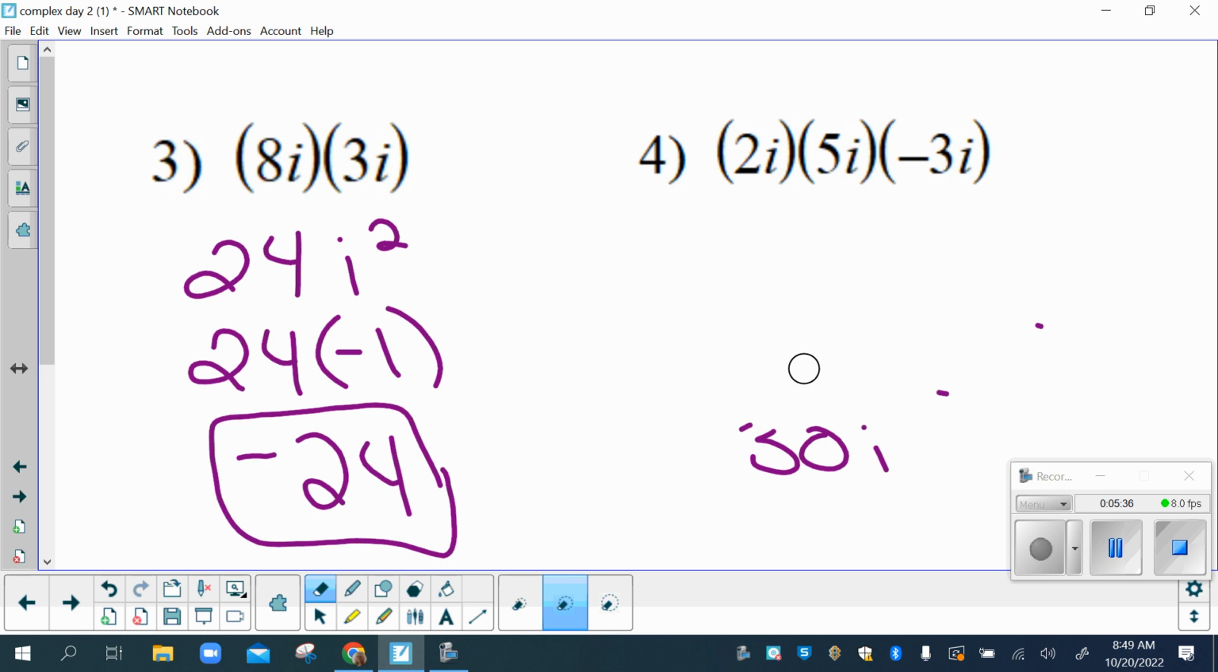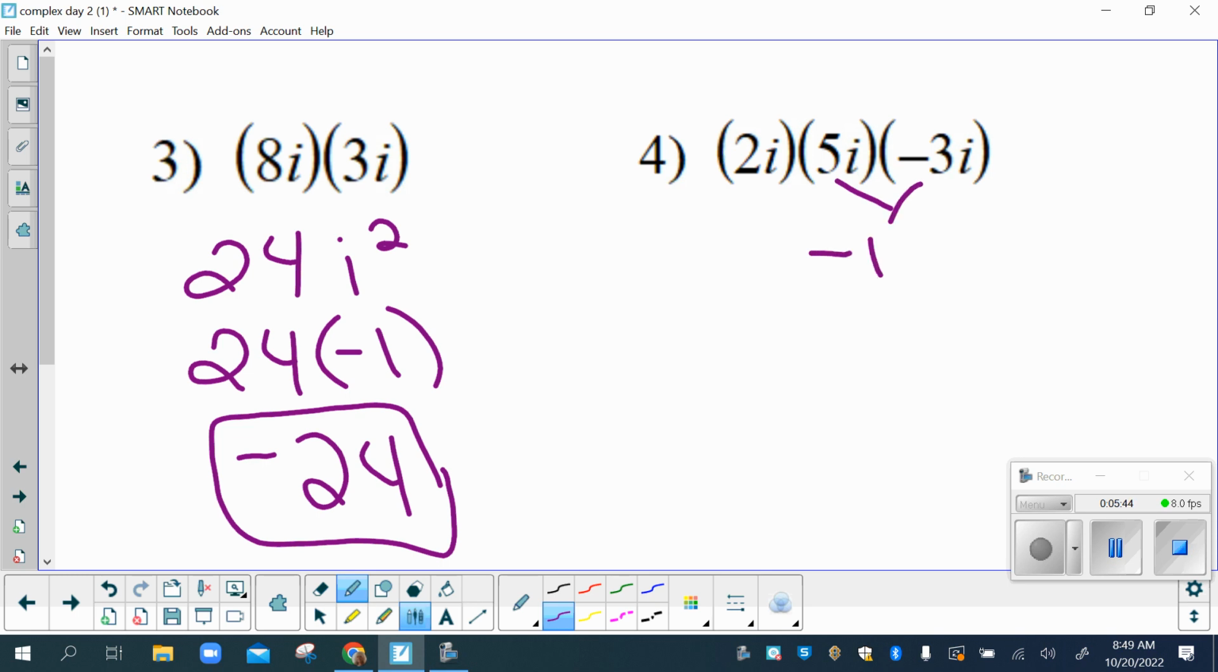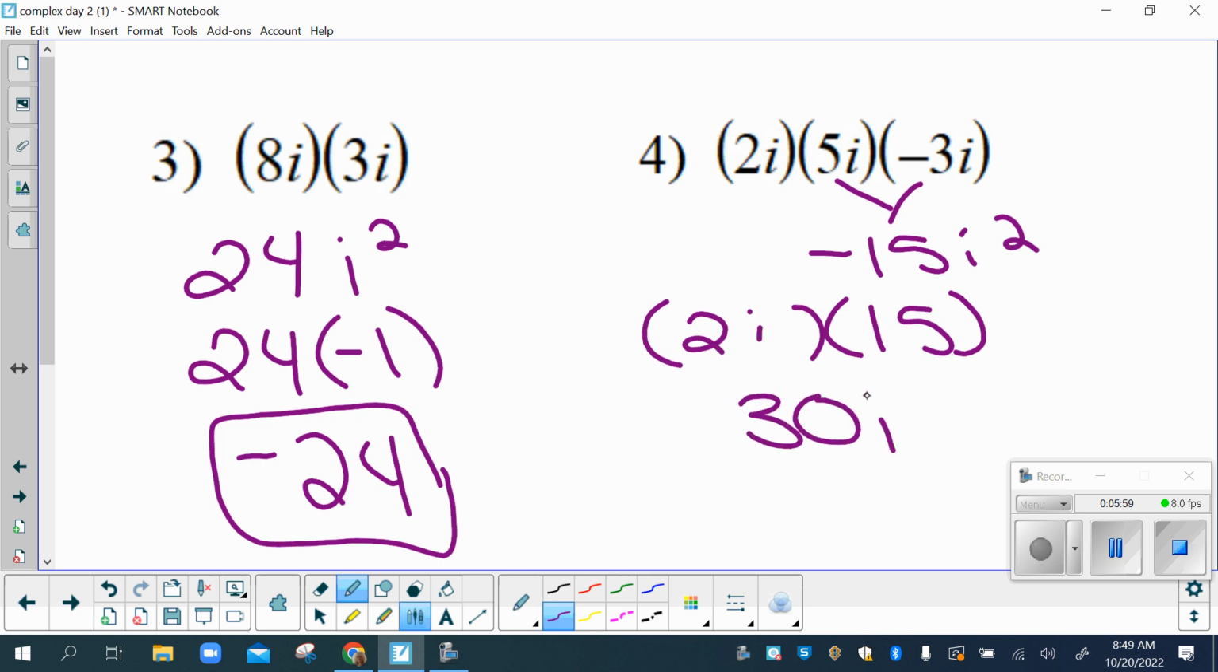So let's go ahead. Let me get rid of all of that writing because I hate when there's a dot left. What if I had just done these guys? I would have gotten negative 15i squared. The i squared turns into negative 1, so that becomes 15, and I'm going to multiply it by 2i. Check this out, 30i. It works the same way, right? It works the same way. So that's how those work.